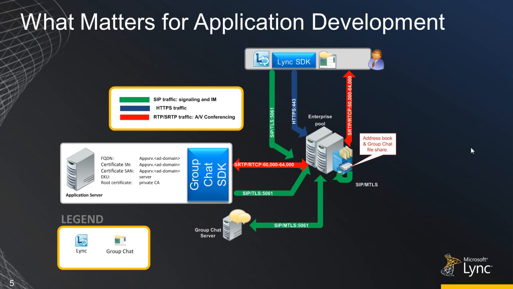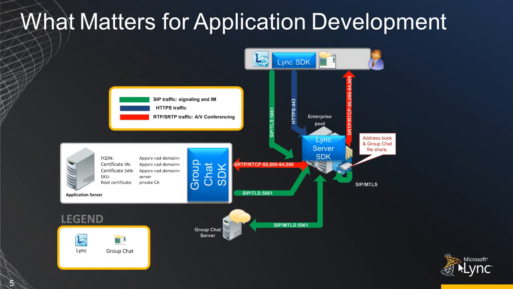The Group Chat SDK is a special-purpose implementation on top of the UCMA SDK, and its purpose is to allow you to build applications that interact with the group chat components of Microsoft Link. And finally, the Server SDK allows you to build applications that run in the context of the front-end servers themselves and are able to monitor and potentially modify SIP traffic flowing through those servers.